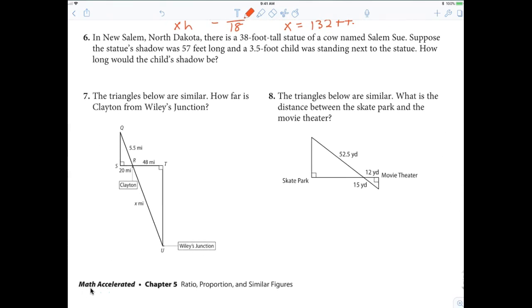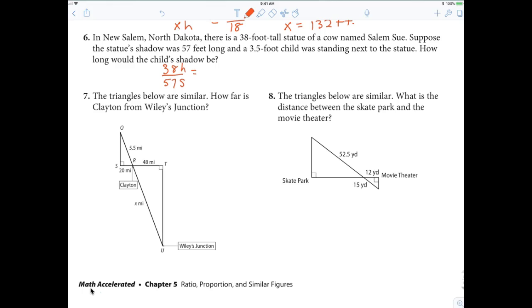Number 6. William, go ahead. Should I read it out? No, you don't need to. Just tell me where you put the numbers. So there's a 30-foot tall statue. So you would put 32 on the top. Okay? And then it's 57 feet long, so you put 57, and then an S on the bottom. Right. So this is the shadow, and this is the height.